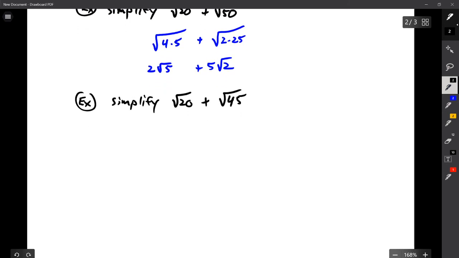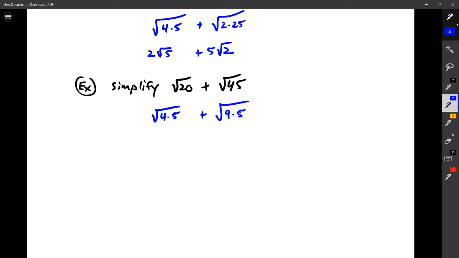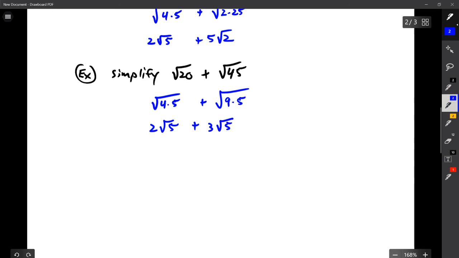Same thing. Root 20 is the same thing as root 4 times 5, plus root 45, which is the same thing as root 9 times 5. Then the square root of 4 becomes 2, so I'm left with 2 root 5 plus the square root of 9, which is 3, so 3 root 5. Now they combine: 2 root 5s plus another 3 root 5 gives me 5 root 5s. So that would be that answer.